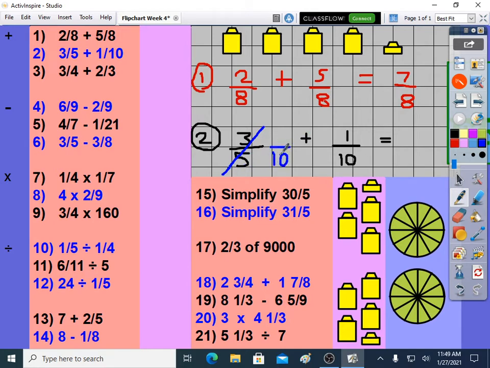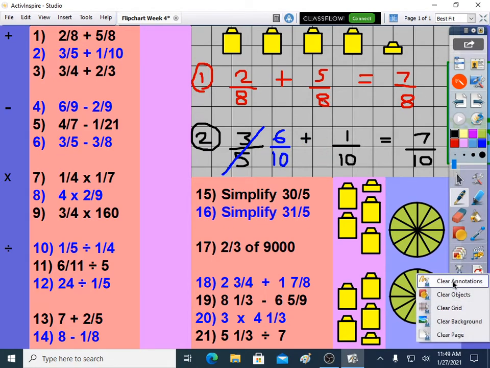I want tenths on the bottom, because if I have tenths on the bottom, it will be the same as the other denominator. So we doubled the 5 to get 10. So we double the 3 to get a 6. Times 2 on top, times 2 on bottom. Do the same to the bottom as you do to the top. Now we have an easy question. 6/10 plus 1/10 is 7/10. So in fractions, in plus and minus, it's all about turning a medium or a difficult question into an easy question. On to number 3.